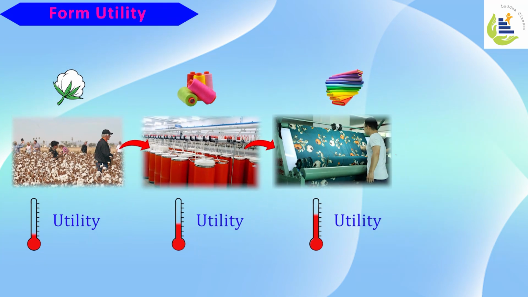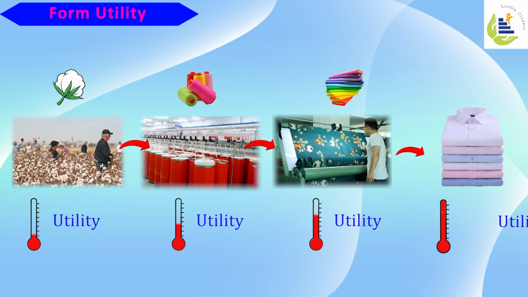So again, the utility of fabric increases because there is a change in the shape, form and structure. And from fabric, we make clothes. So clothes have the highest level of utility. So what do we understand? From simple cotton to a thread to a fabric and to a cloth, there is an increase in the utility because of the change in the shape and structure of the commodity. It is called form utility.